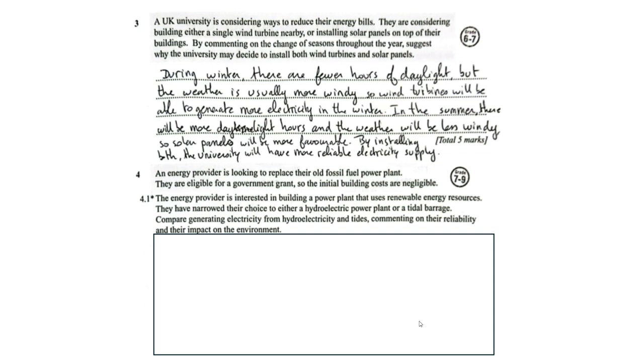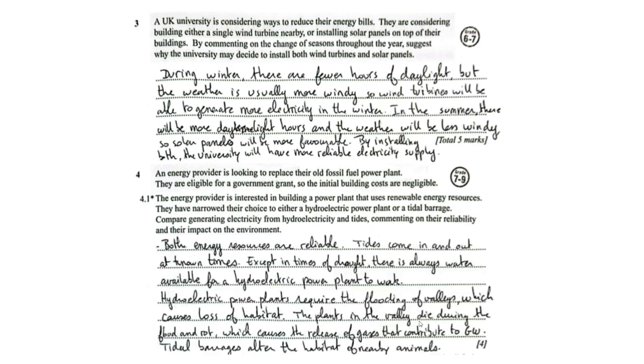An energy provider is looking to replace their old fossil fuel power plant. They're eligible for a government grant, so the initial building costs are negligible. The energy provider is interested in building a power plant that uses renewable energy resources. They have narrowed their choice to either a hydroelectric power plant or a tidal barrage. Compare generating electricity from hydroelectricity and tides, commenting on their reliability and their impact on the environment.